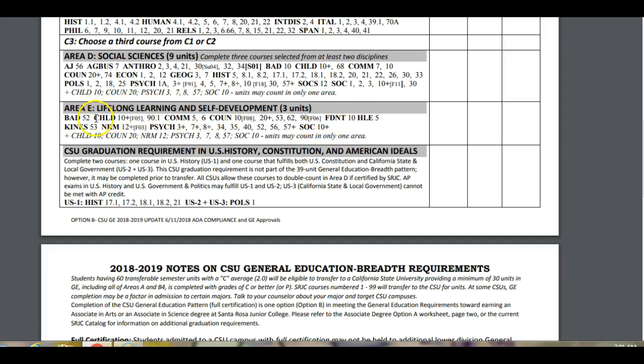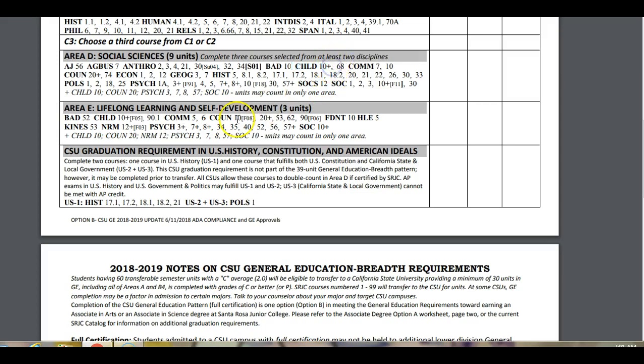So I do want to point out, let's talk about Child Development 10. The plus sign does not mean Child Development 10 and beyond, okay? What that means is that class is listed somewhere else on this sheet and it only counts in one area. So Child Development 10 is also in Area D, okay? So you either assign those units to Area D or Area E, but not both.